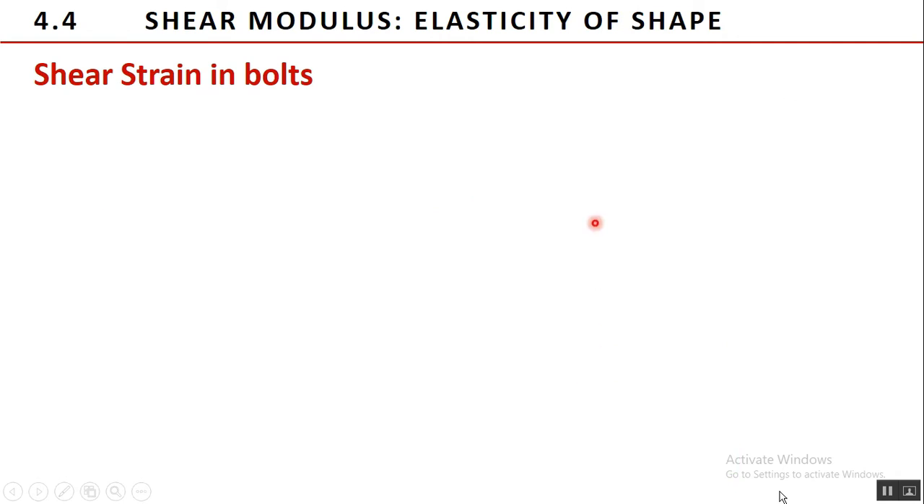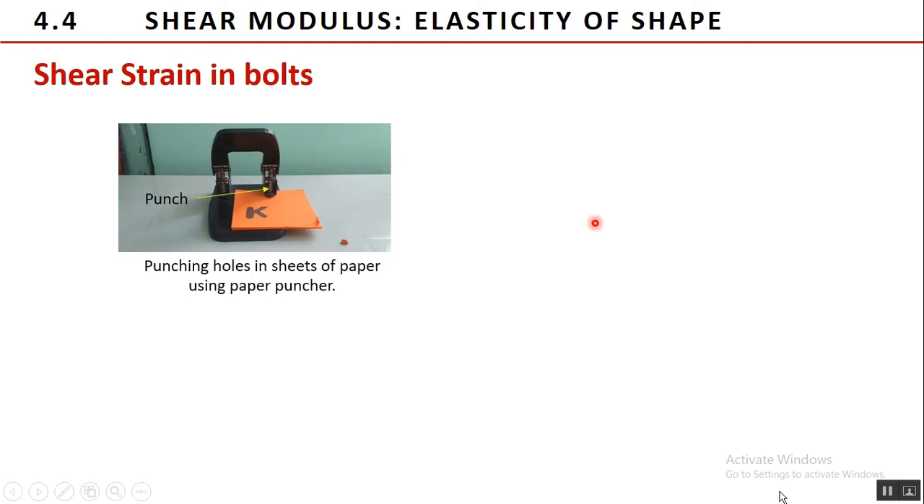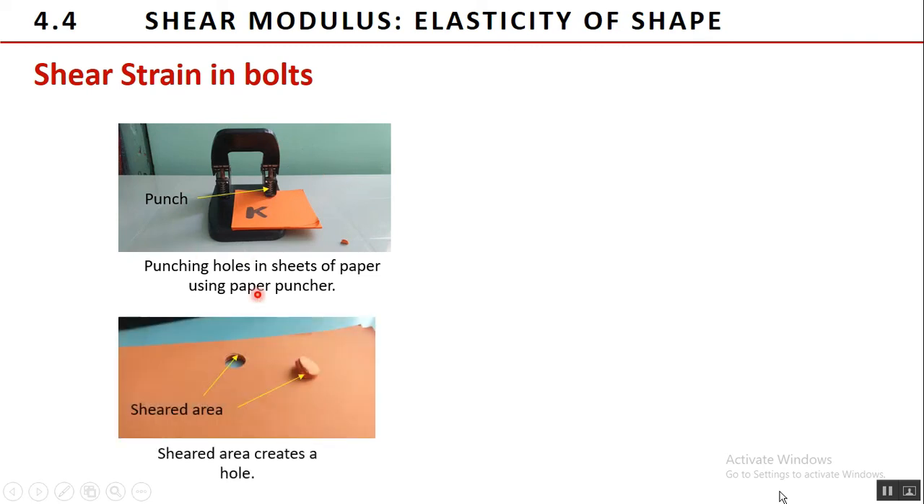Shear stress is also exerted when punching a hole in a metal plate, just like when we are putting holes in sheets of paper using a paper puncher. This photo shows punching holes in sheets of paper using a paper puncher. This sheared area creates a hole in the paper.